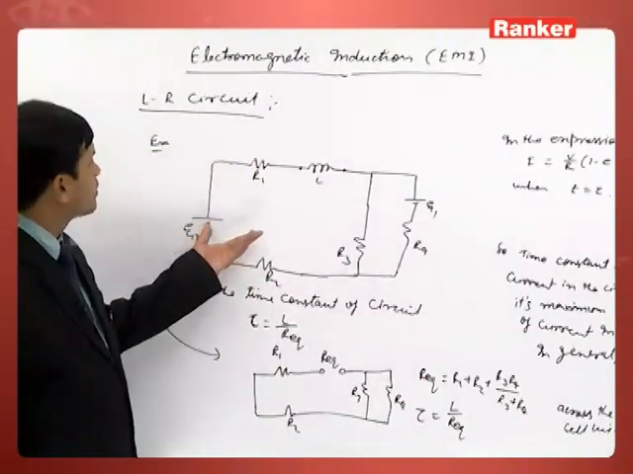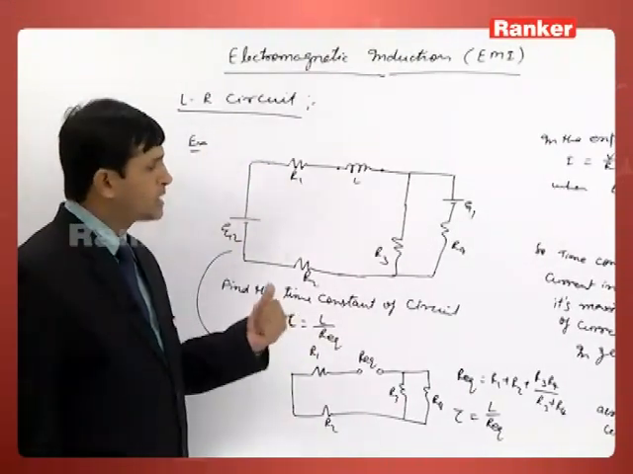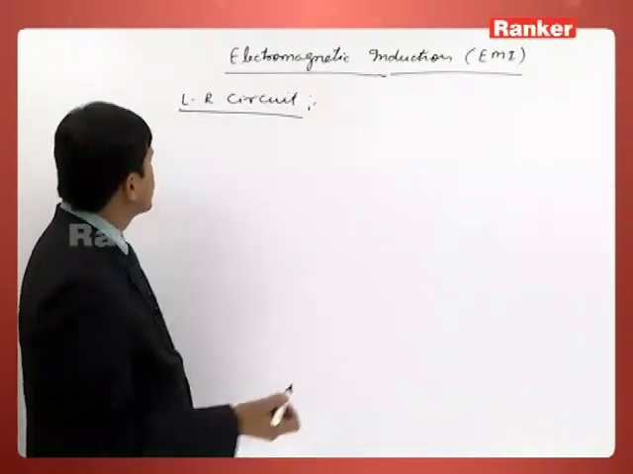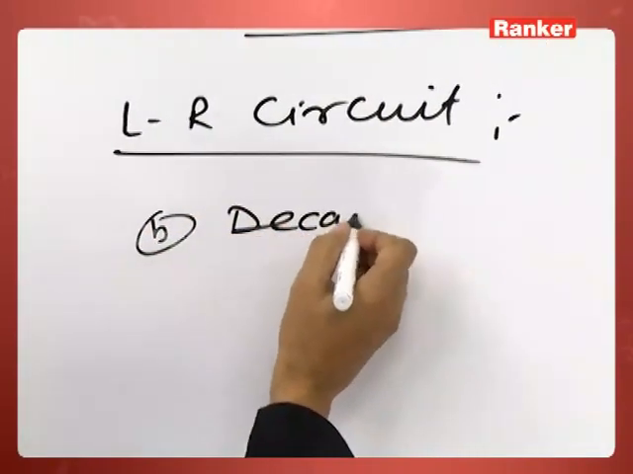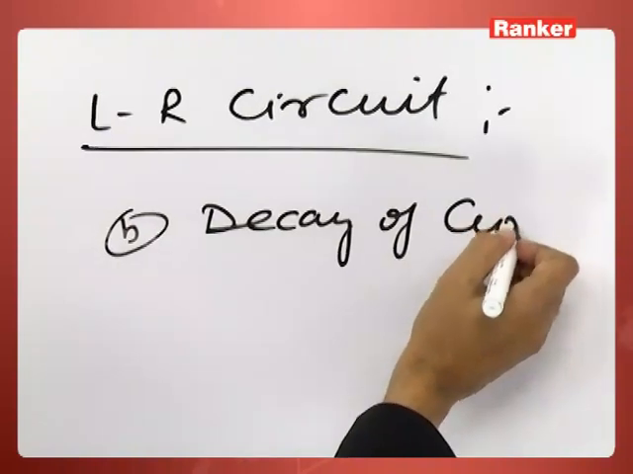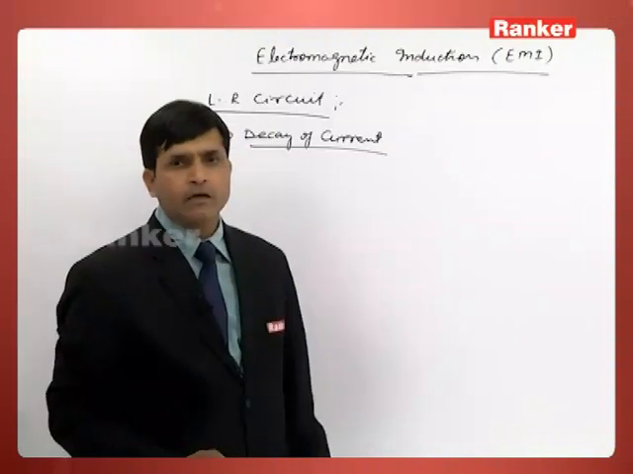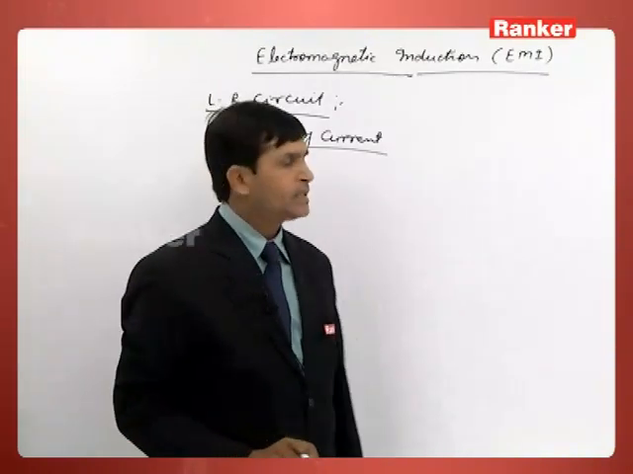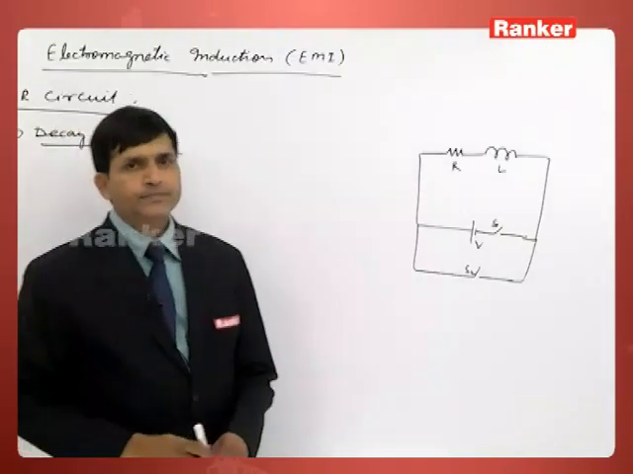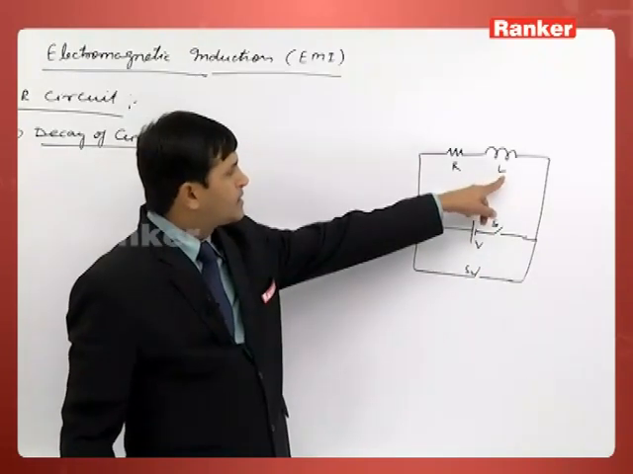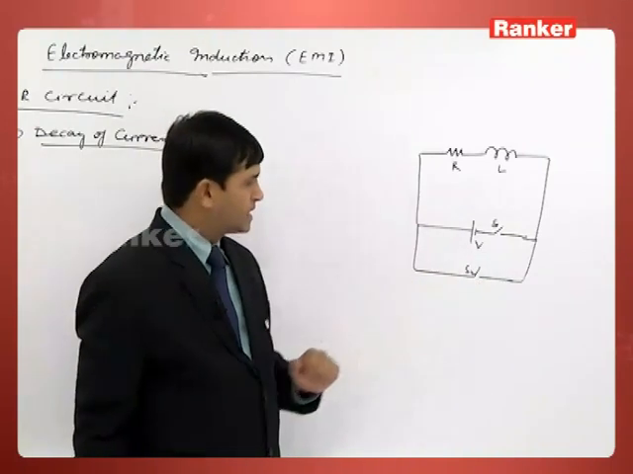So this is a general idea about growth of current in an LR circuit. Now come to the decay of current. In decay of current, it means current is already in the circuit. How is the current decreasing? See the diagram here. In this circuit, one inductor L, resistor R, and switches S1 and S2 are given like this.